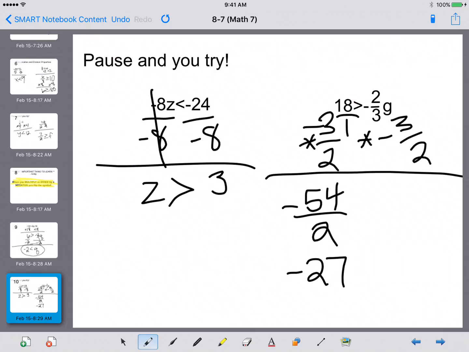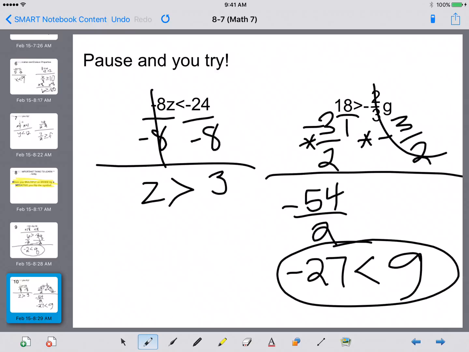We multiplied by a negative number, so our symbol here needs to flip directions. And those canceled out, so g is greater than negative 27, or negative 27 is less than g. Good luck!